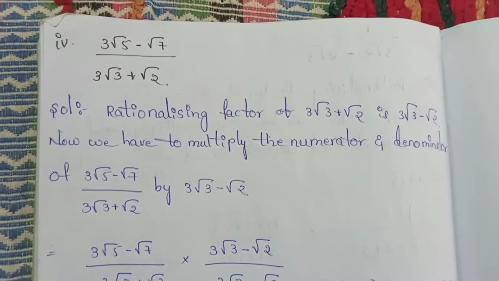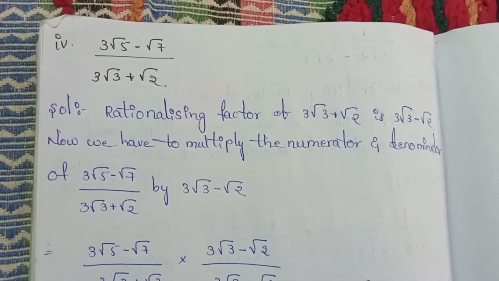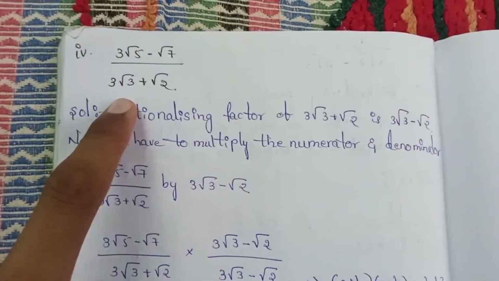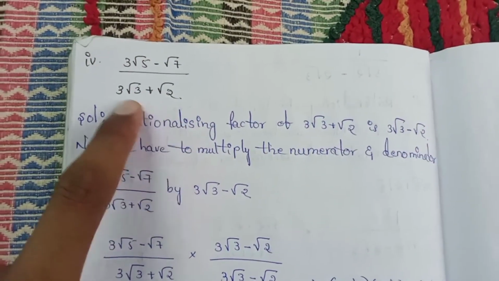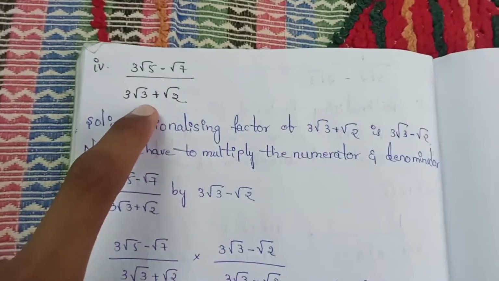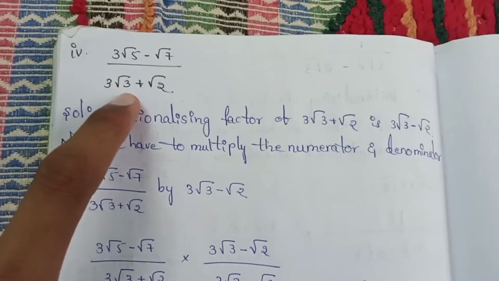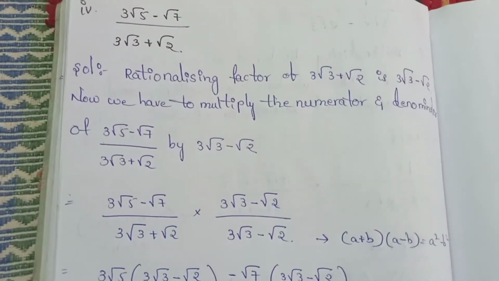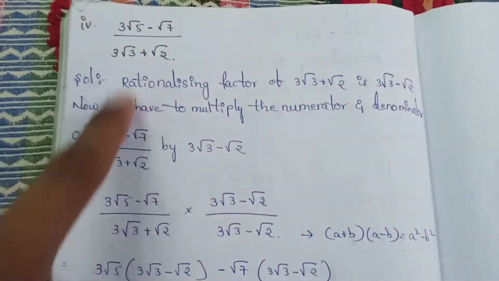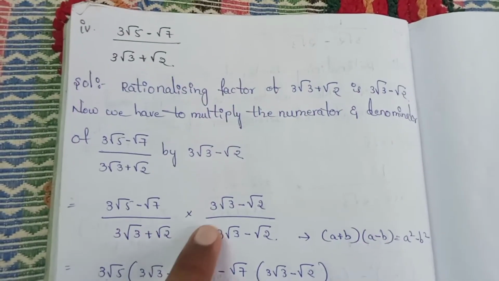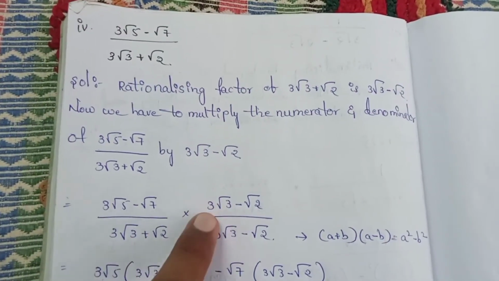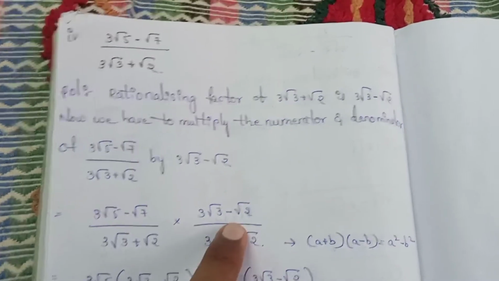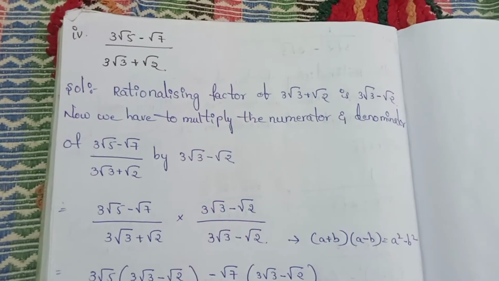Next, the fourth one: 3 root 5 minus 7 root 7 by 3 root 3 plus root 2. Now, what is the rationalizing factor of this denominator, 3 root 3 plus root 2? See, the plus sign will become a minus sign. So the answer is 3 root 3 minus root 2. Now we have to multiply the numerator and denominator. We write the question as it is and multiply by 3 root 3 minus root 2 by 3 root 3 minus root 2, because the rationalizing factor has a minus sign.